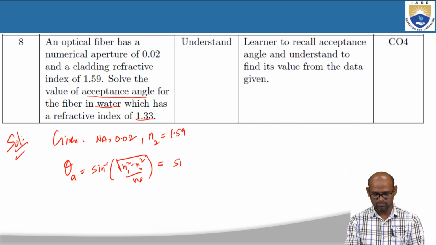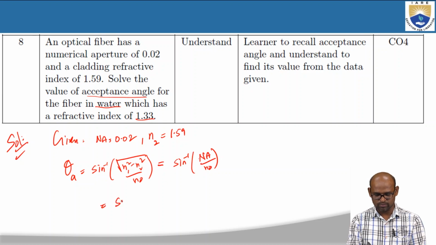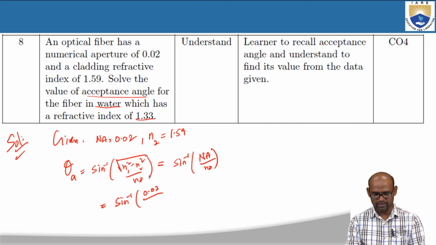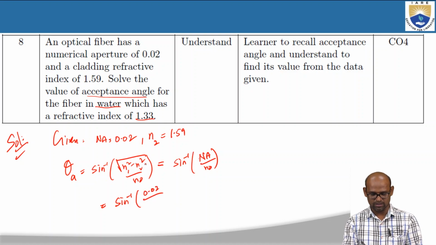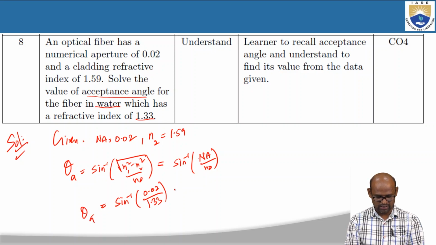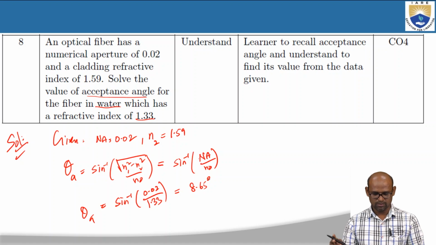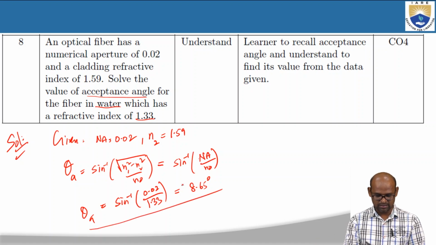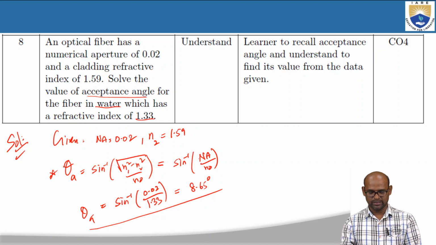Now, sine inverse of numerical aperture, which we define as NA by n0. The numerical aperture is 0.02, divided by n0, where water is the medium in which we are launching the light, so that is 1.33. So sine inverse of 0.02 divided by 1.33 gives the acceptance angle, which is found to be 8.65 degrees. Okay, so the acceptance angle is 8.65 degrees.